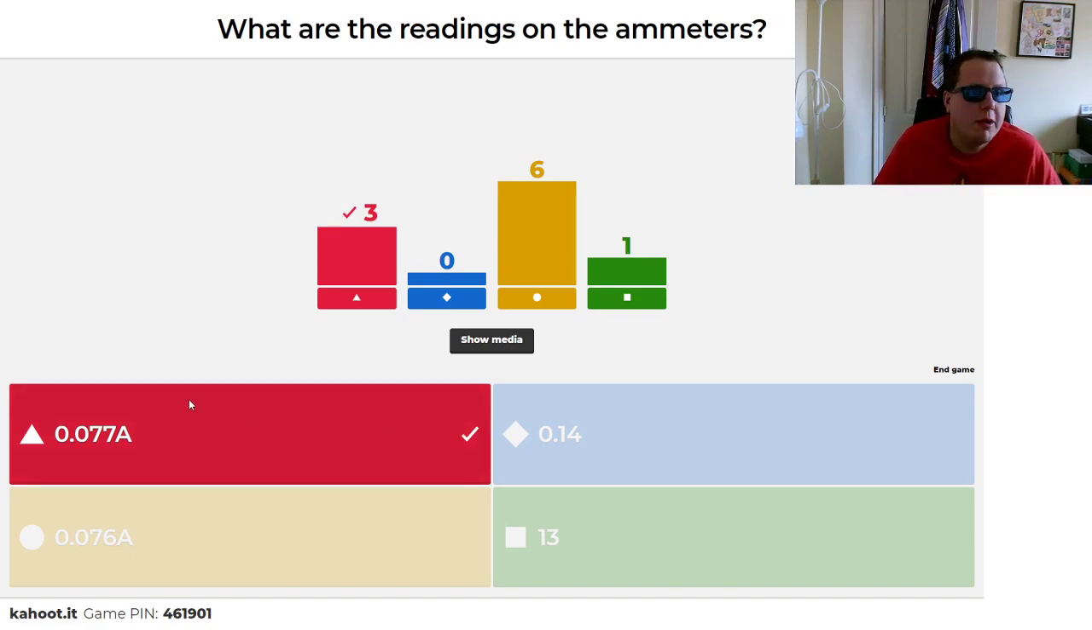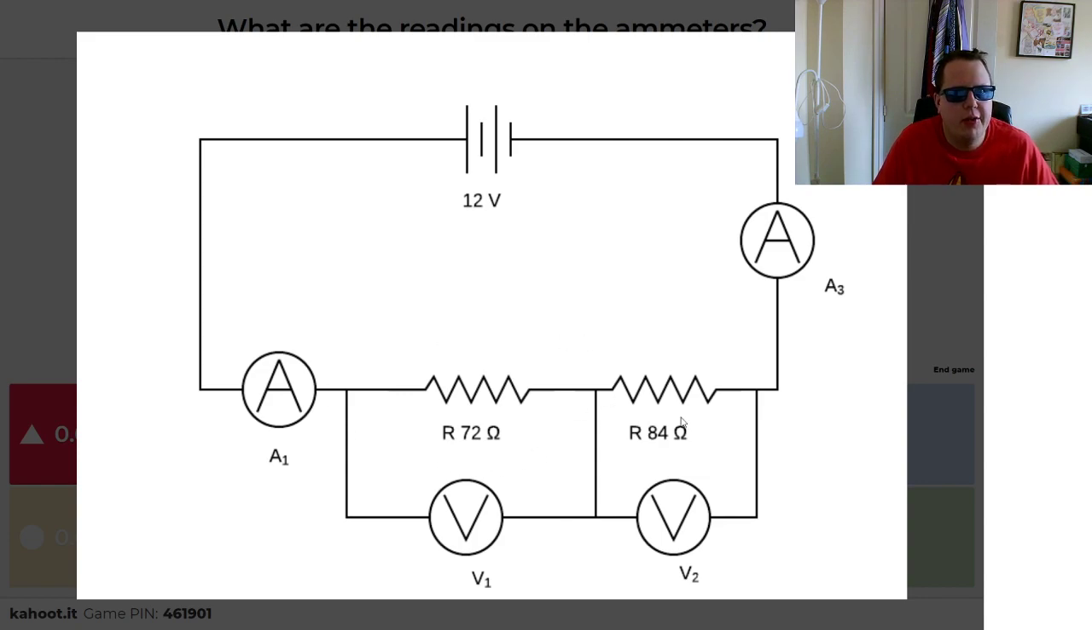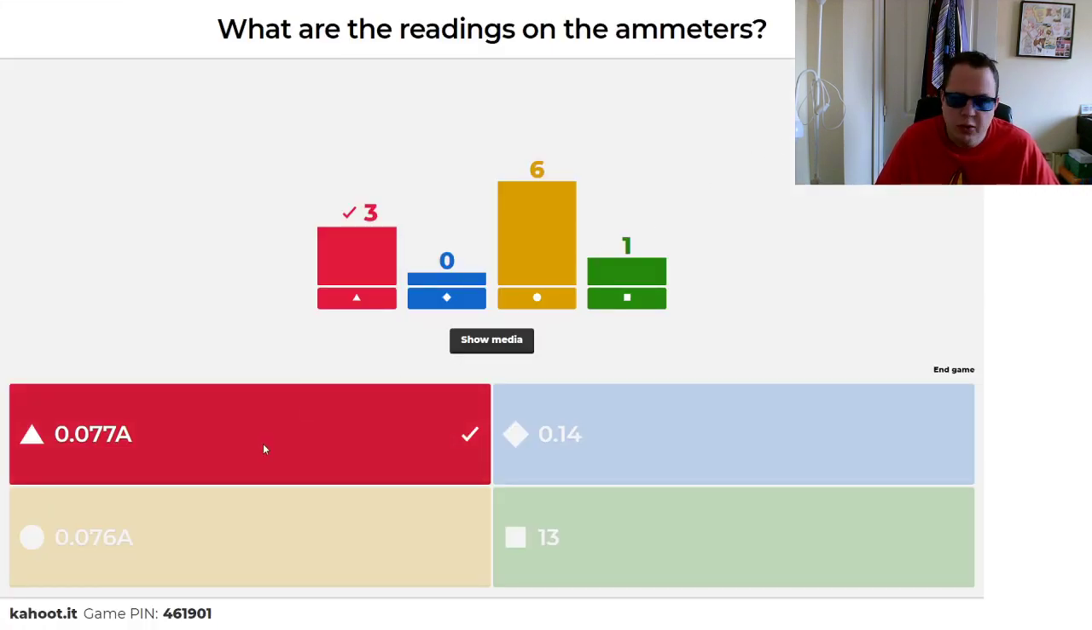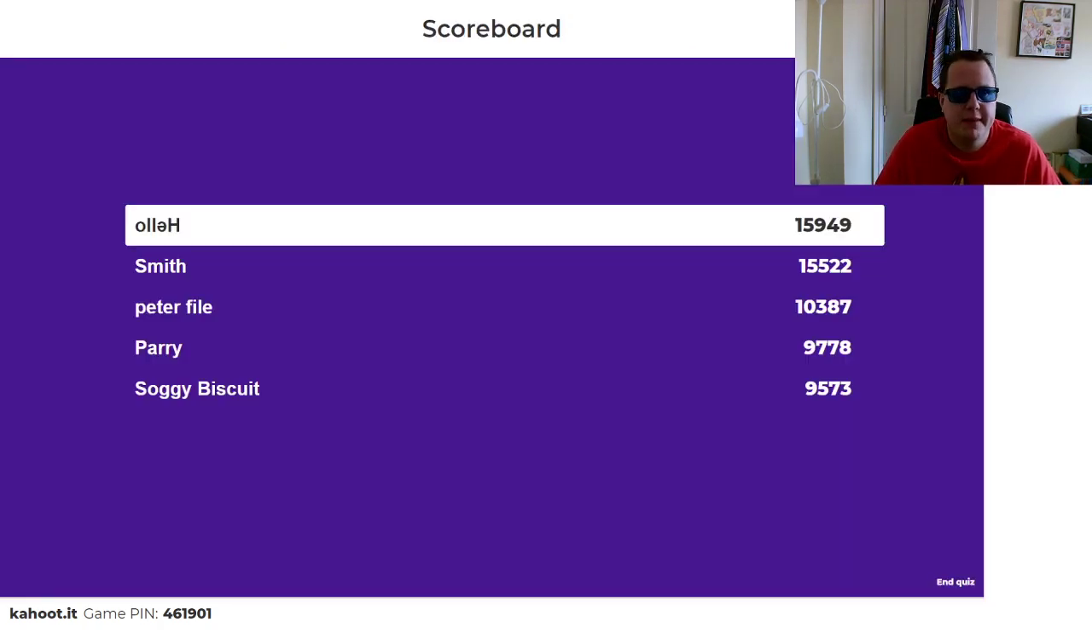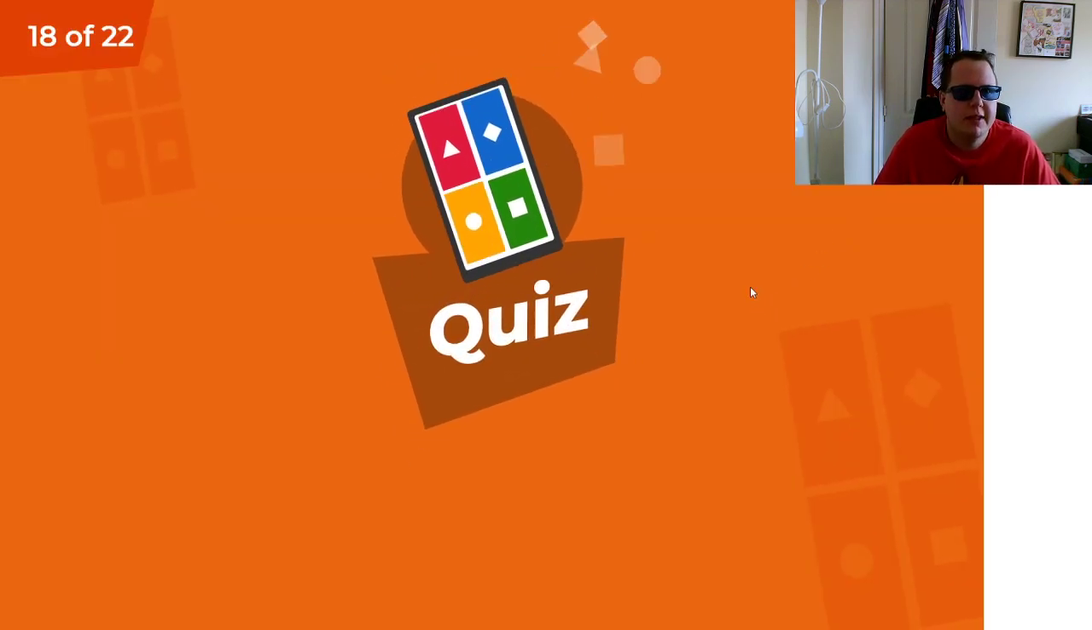Yeah, well done. 0.077 amps. So you do the 156 from the previous question, do 12 divided by 156, and you get 0.0, I think it's 769, but to two significant figures, 0.077. Alright, so well done. Just our top 2 on here got that right. Excellent. Still tight at the top.